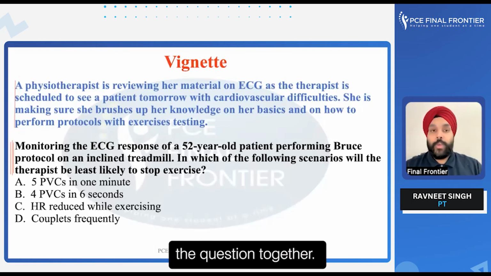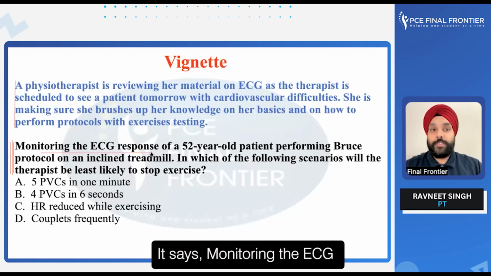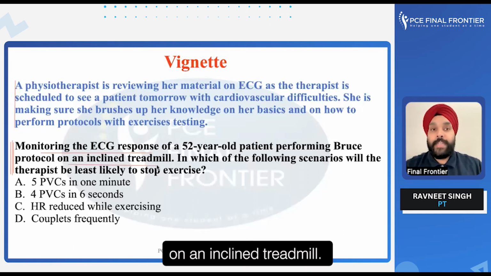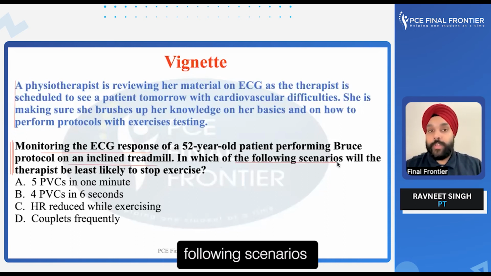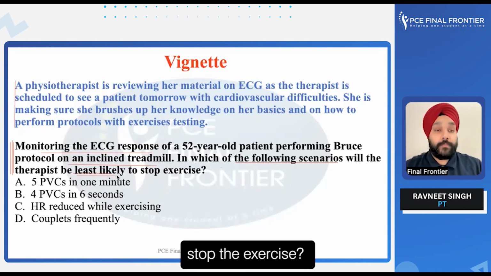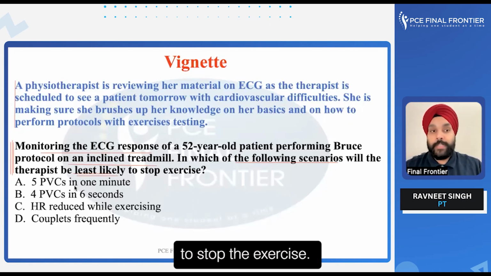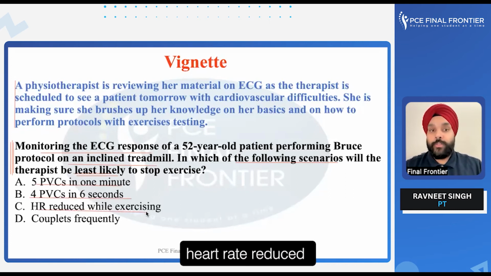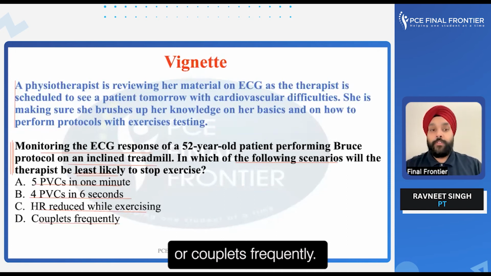All right, let's read the question together. It says, monitoring the ECG response of a 52-year-old patient performing the Bruce protocol on an inclined treadmill. In which of the following scenarios will the therapist be least likely to stop the exercise? Least likely to stop the exercise. 5 PVCs in 1 minute, 4 PVCs in 6 seconds, heart rate reduced while exercising, or couplets frequently.